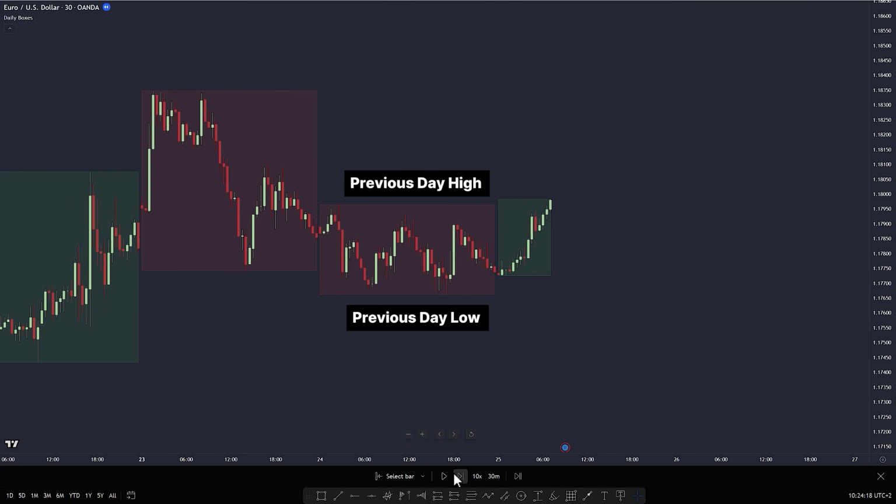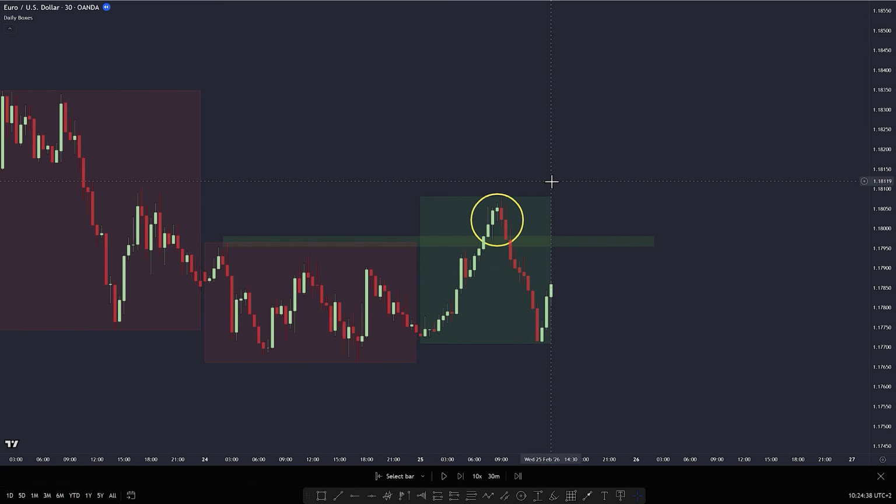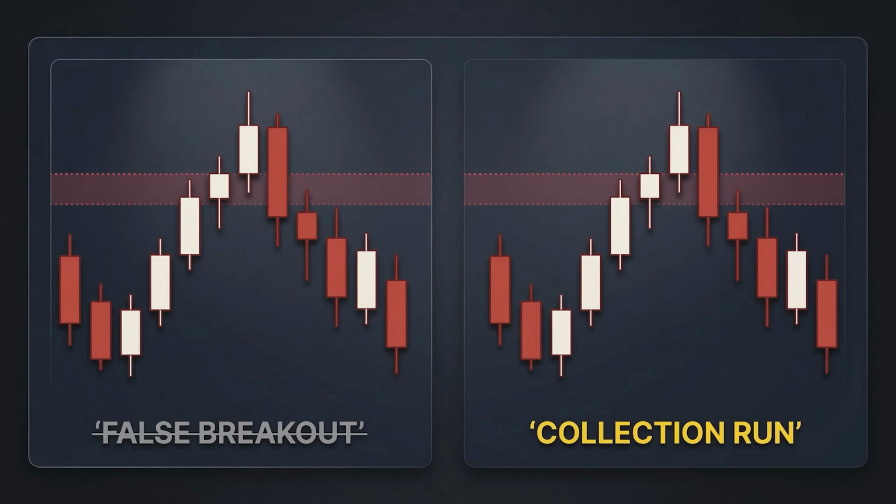I spent 8 months wondering why price spiked just above the previous day's high every morning before reversing hard. Kept calling it a false breakout. Took me an embarrassingly long time to realize I wasn't observing the false breakout. I was causing it, buying that level every morning like a very enthusiastic, very broke alarm clock. The market genuinely loved me. What used to look like a false breakout is actually a collection run. Same move, completely different meaning, and completely different trade.